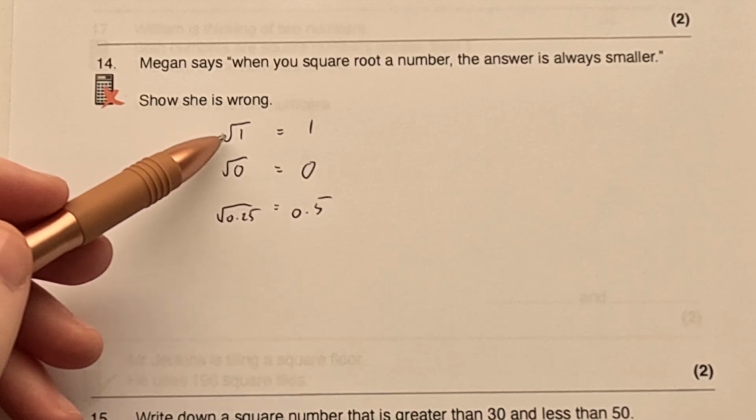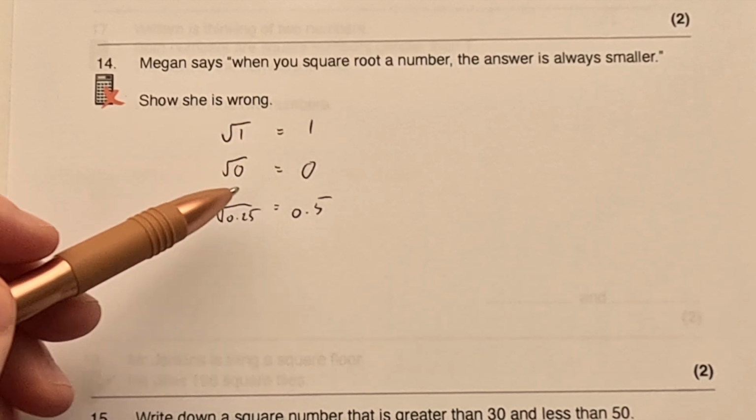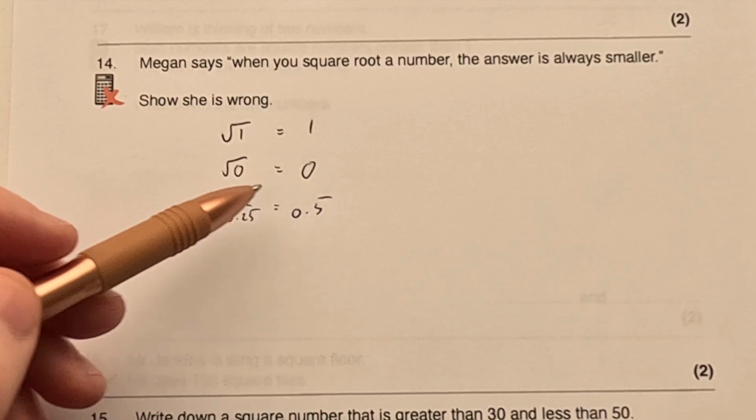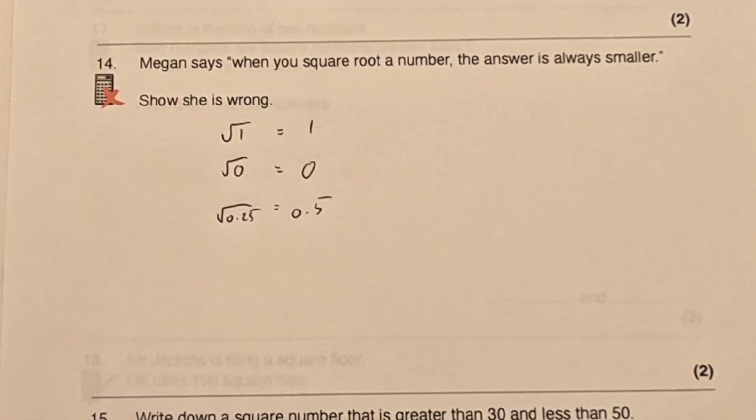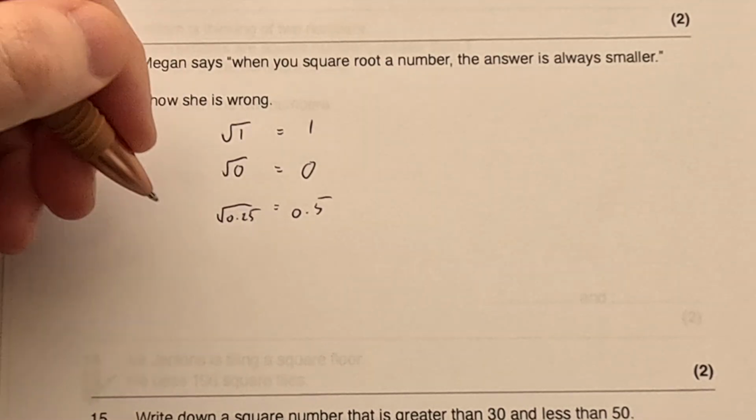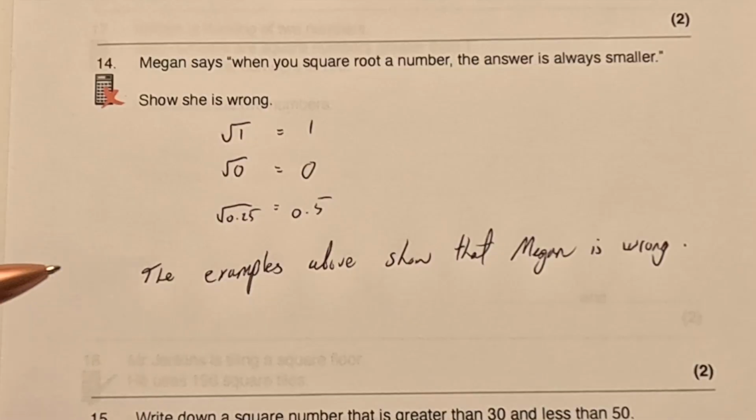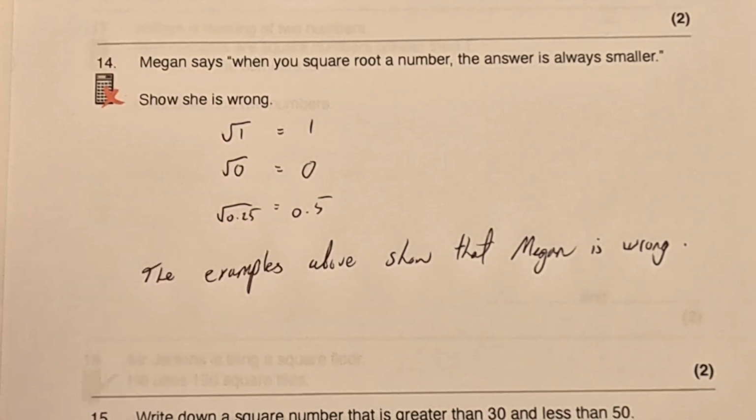So if you square root 1, it doesn't get smaller, it stays the same. If you square root 0, again, it stays the same. If you square root a 0 point number, it'll actually get bigger. So they're all examples to show that Megan's incorrect. So let's explain that. And that's it. I've just explained that the examples above show that Megan is wrong. Okay, let's look at our next question, question number 15.